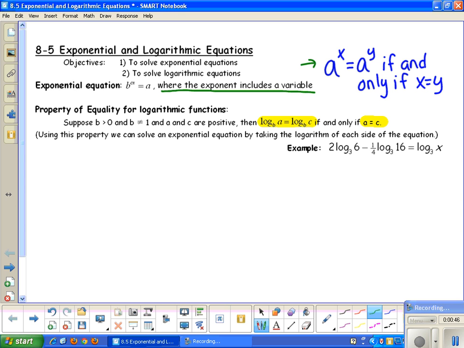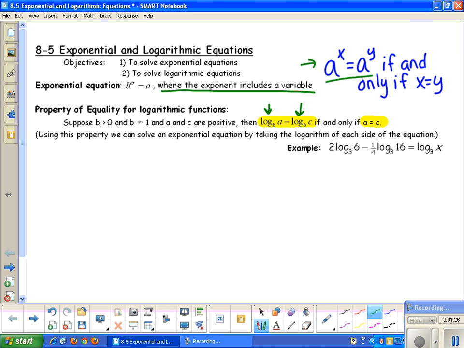Another property that we have is the property of equality for logarithmic functions. So suppose b is greater than 0 and not equal to 1, and a and c are positive, then if we have the log base b of a equals the log base b of c, that only works if and only if a is equal to c. It is the same as what we have up here, except instead of bases, we're using the log of a number and the log of the same base of a number. So in order to solve something, we can just take out the logs if they have the same base.